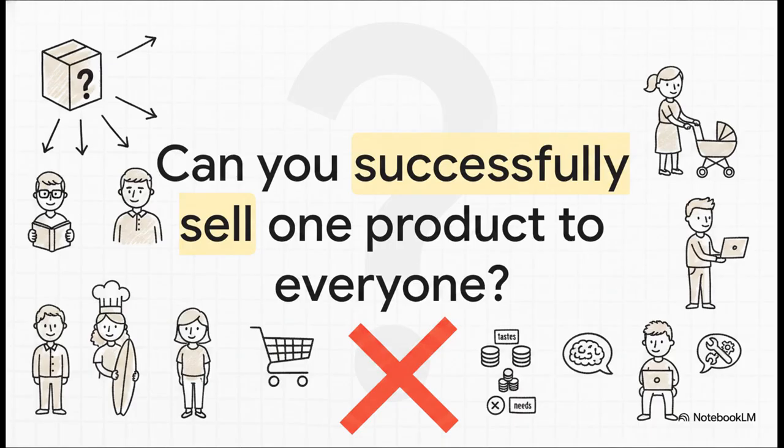Okay, so let's kick things off with a pretty crucial question about the ultimate marketing trap. Can you successfully sell the exact same product to every single person on Earth? No way, right? The short answer is a hard no. I mean, people have wildly different needs, totally different tastes, and completely different buying capacities. It's just not going to happen.